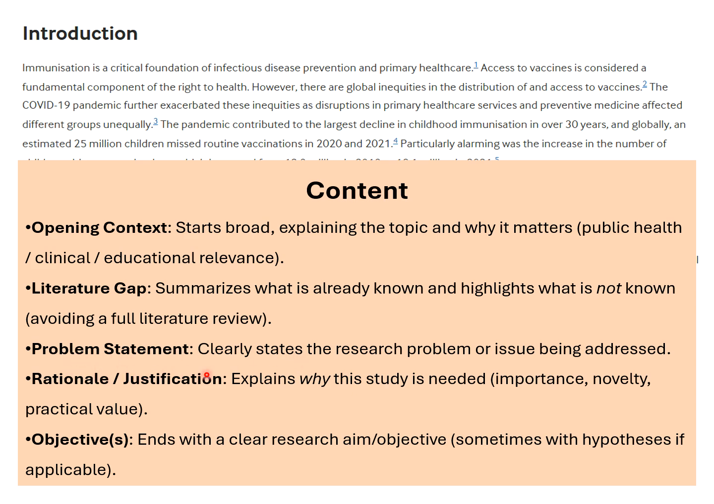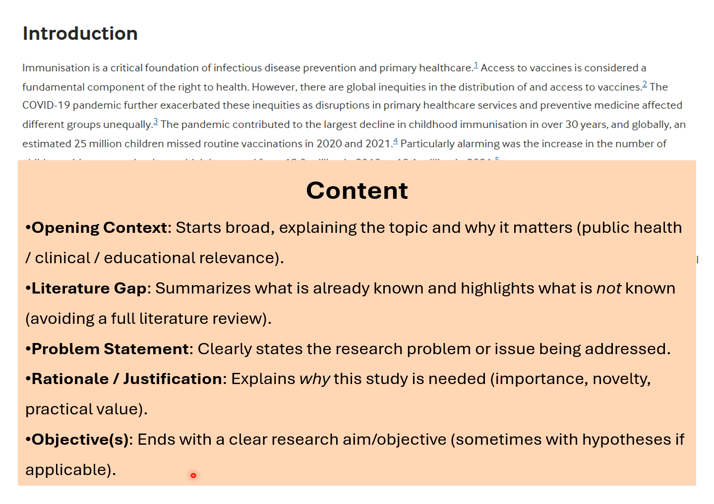Then you give the problem statement, which clearly states the research problem or issue being addressed. Then the rationale or justification of your study explains why this study is needed. Like we have seen in the introduction, they say that MOVE is not calculated or assessed in that country, Kyrgyzstan, and you have to give the importance of this in the rationale of the topic or the area, the novelty, and the practical value. These are the three points. They can help you explain why you need this study, its importance, the novelty, and the practical value. Okay, then you will give the objectives.